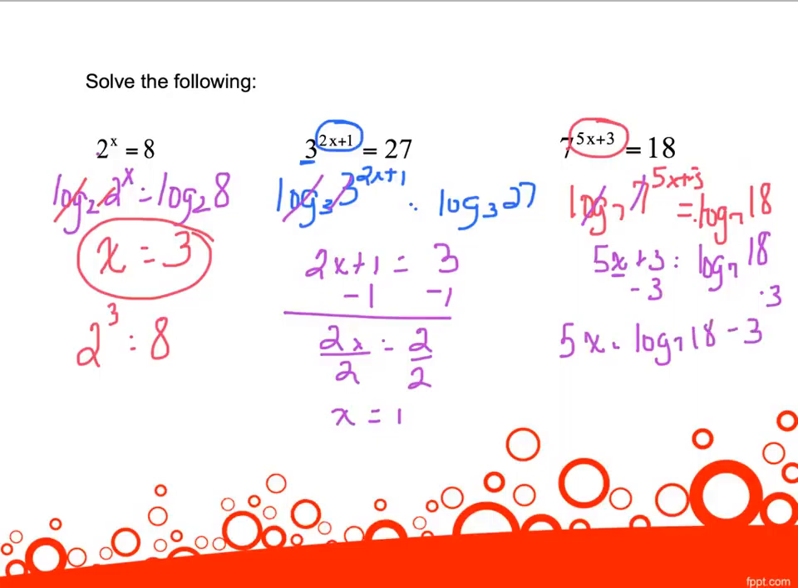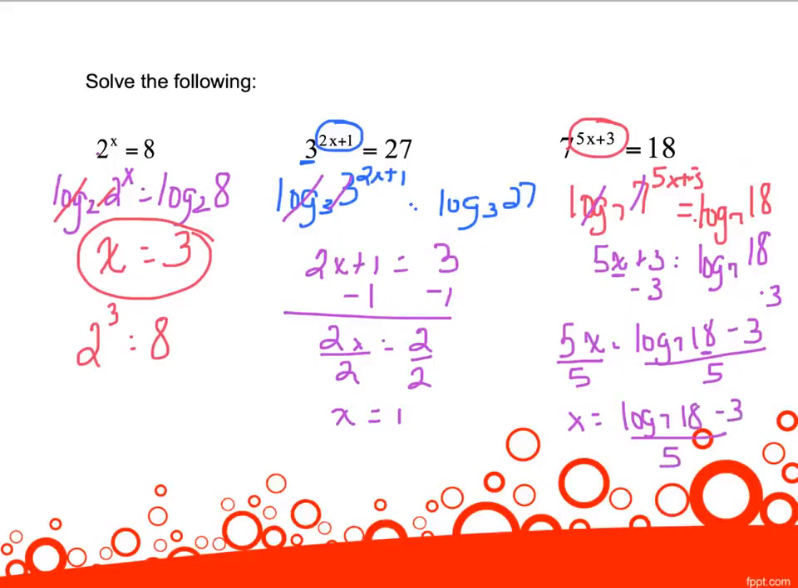Now notice I cannot make that log base 7 of 15 because one of those constants, the 18, has a log with it, so they're not common terms. I can't subtract them. Then I would divide by 5. And so x would be log base 7 of 18 minus 3, divided by 5.